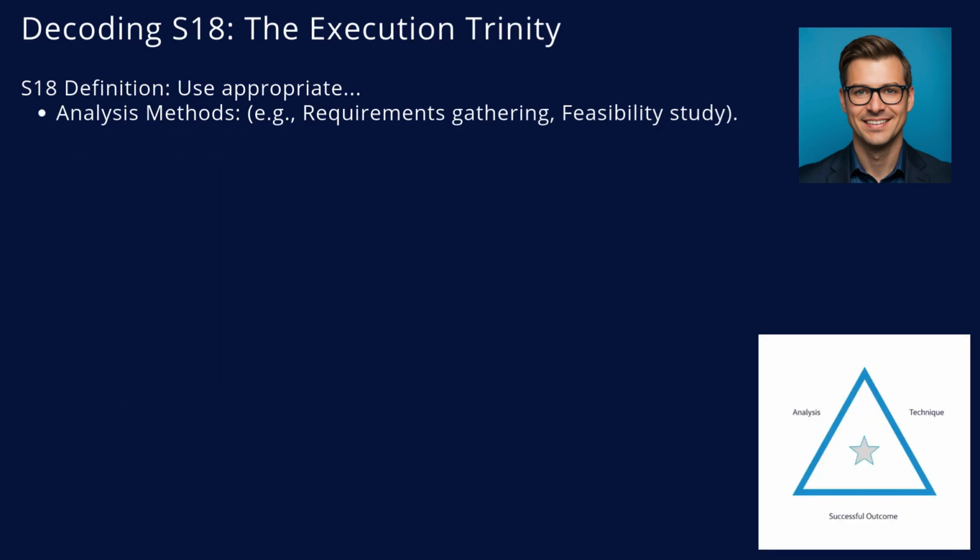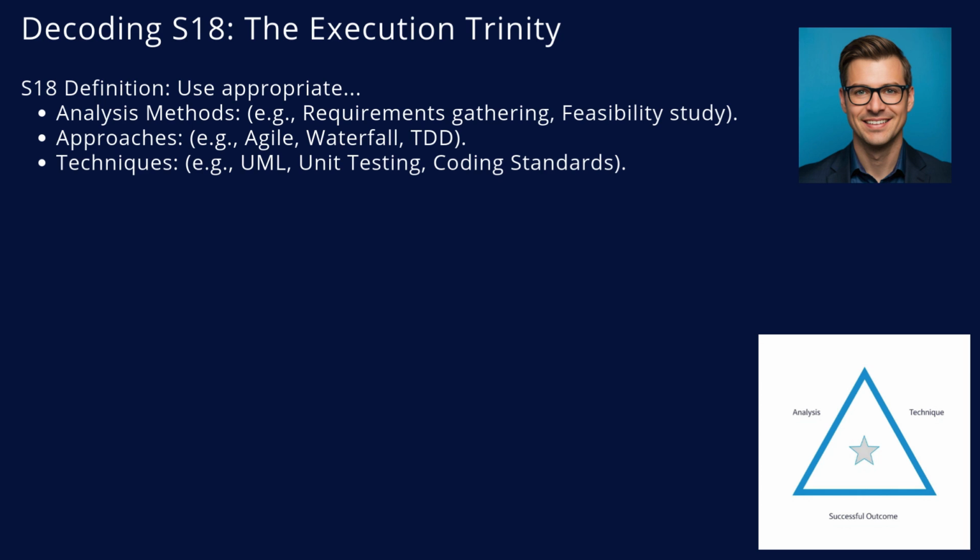S18 asks you to use three specific things: analysis, approaches, and techniques. Analysis methods are how you understand the work before you start. This links back to S16: did you analyze the requirements? Approaches are the team strategies we learned in K23. Are you using Agile? Are you using TDD? Techniques are the specific tools from K22. Are you drawing UML? Are you writing unit tests? Your goal is to combine these three elements to deliver an outcome that meets the requirements you defined earlier.